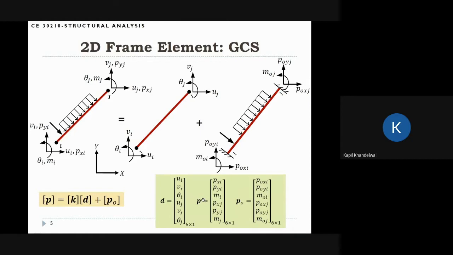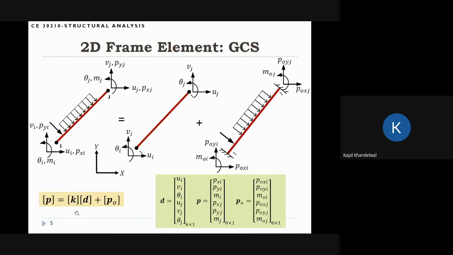And for the frame element, we are going to arrange the degrees of freedom in this order. So we are going to order the degrees of freedom at the i node. So it will be Ui, Vi, theta i. And then at the j node, Uj, Vj, theta j. And it doesn't matter which node is i and which node is j. We can call this node i and this node j. So labels we can change. It's not a big deal.